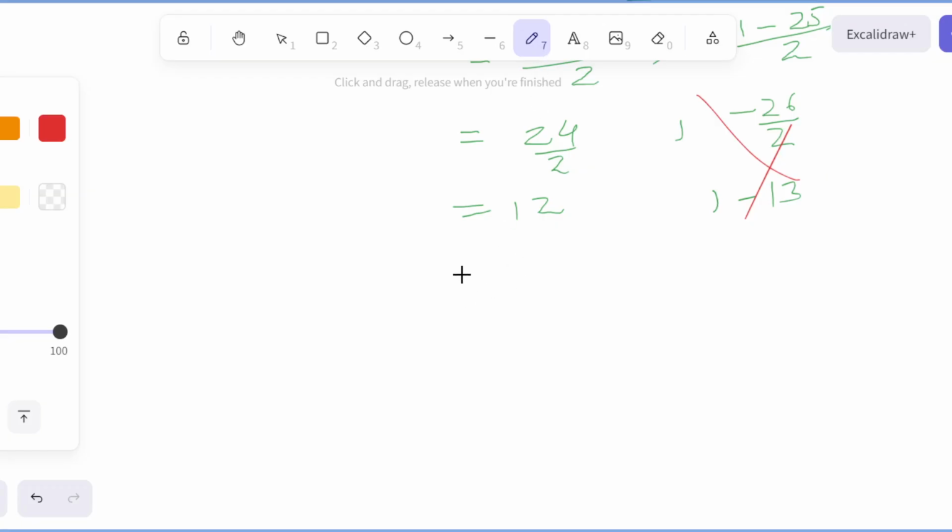So the other number was x plus 1, right? So x is 12. So the next consecutive number will be 13, because we have considered it as x plus 1, right? So it will be 12 plus 1, which is 13. So our answers are 12 and 13.